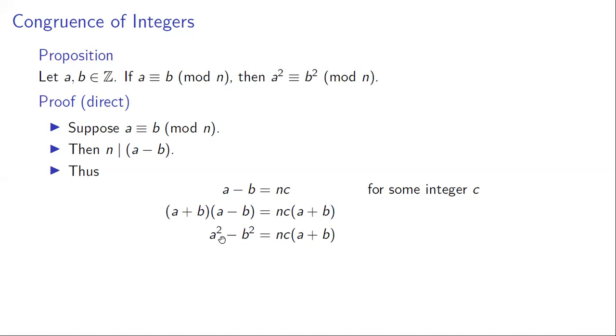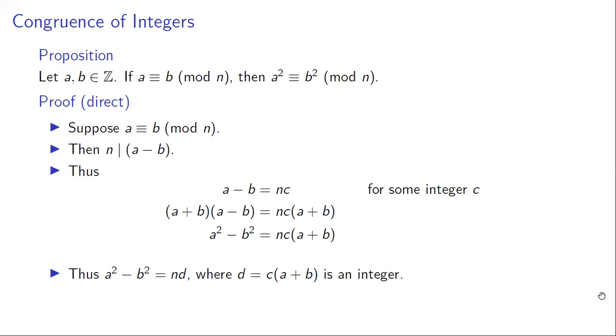So what does that show us? We have A squared minus B squared is equal to n times an integer, right? C times A plus B, not the n, is an integer. Now that's multiplied by n. So we have A squared minus B squared is equal to n times an integer. Thus, A squared minus B squared is equal to n times D, where D is an integer. Specifically, D is equal to C times A plus B, which is an integer.